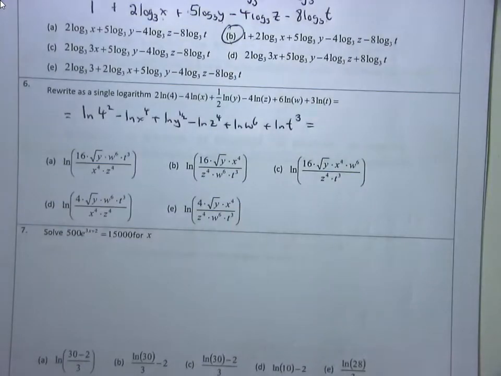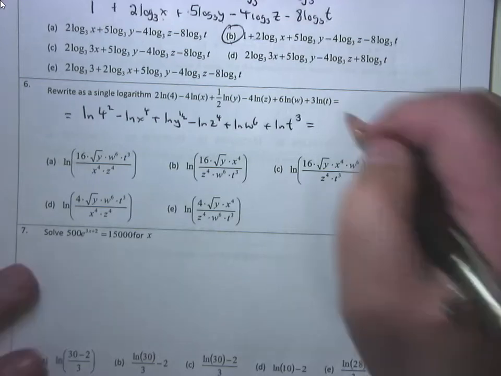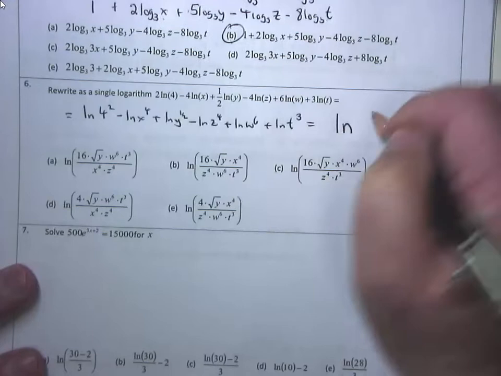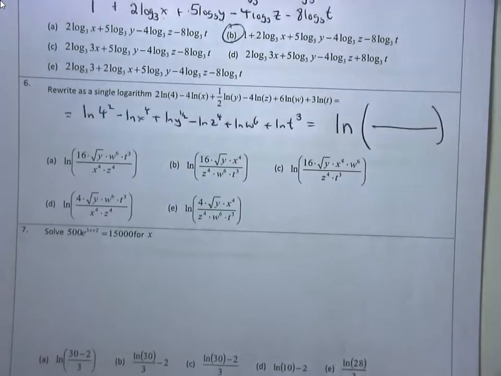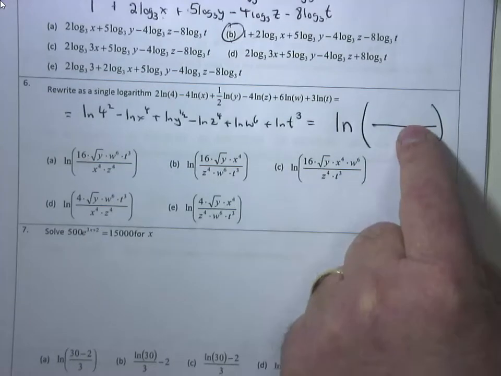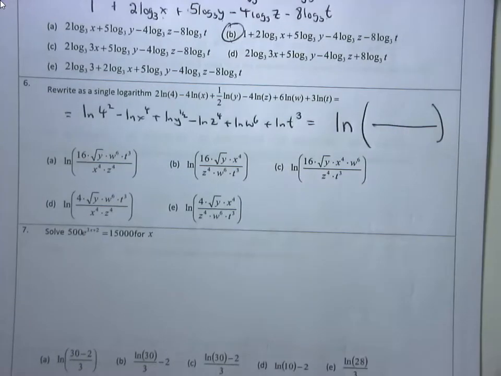All I did was stick the powers back in the exponents. Now I'm going to turn it into one big log. They all have to be the same log. This is a natural log. Now here's the rule. Addition turns into multiplication, and multiplication shows up in the numerator. Subtraction turns into division, and division shows up in the denominator.